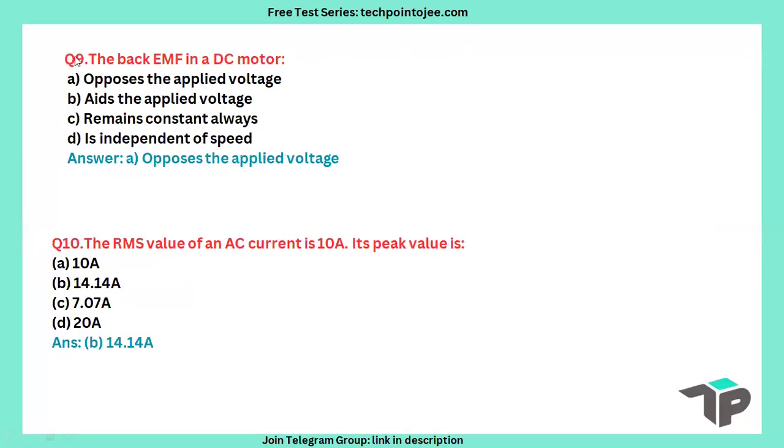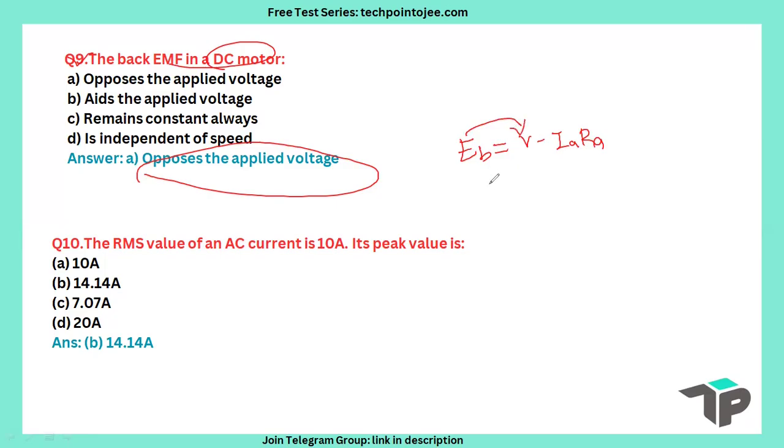Next question: the back EMF in a DC motor. So what does back EMF do? It opposes the applied voltage. In a DC motor, the back EMF Eb equal to V minus Ia Ra. So this Eb, the back EMF, opposes the supply voltage.